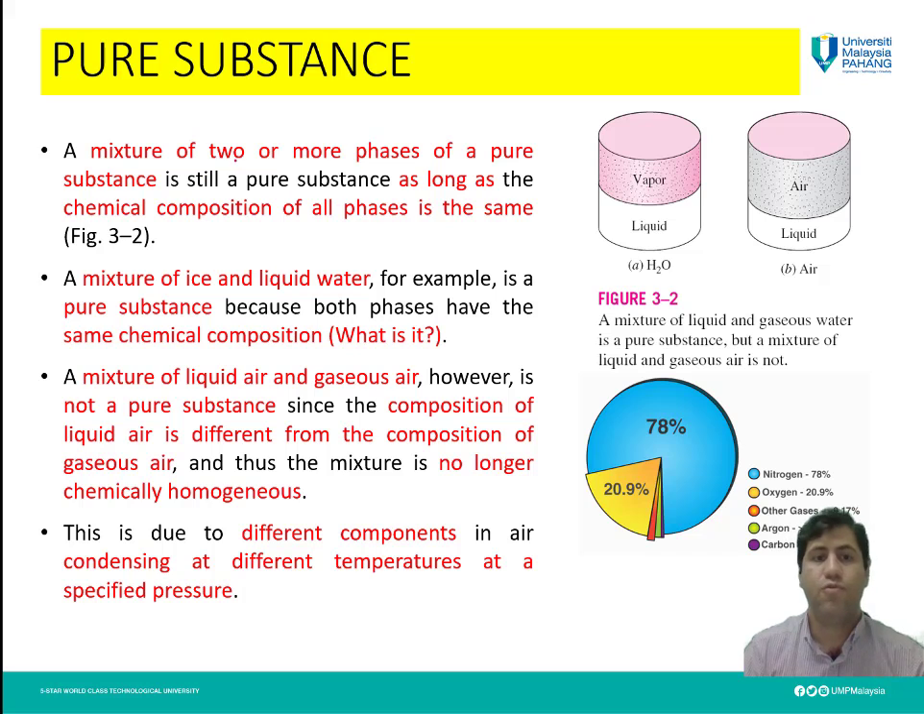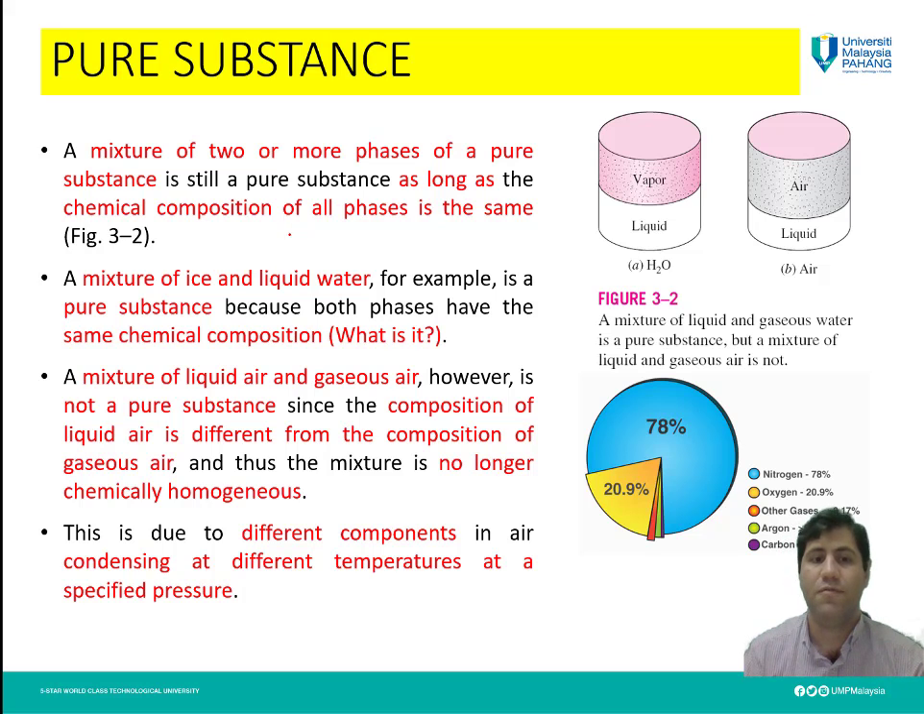And also a mixture of two or more phases of the pure substance is still a pure substance, as long as the chemical composition of all phases is the same. A good example for this: when we have one substance but in different phases, we can call that mixture of different phases for that material a pure substance, as long as the chemical composition of all phases is the same. Like what?